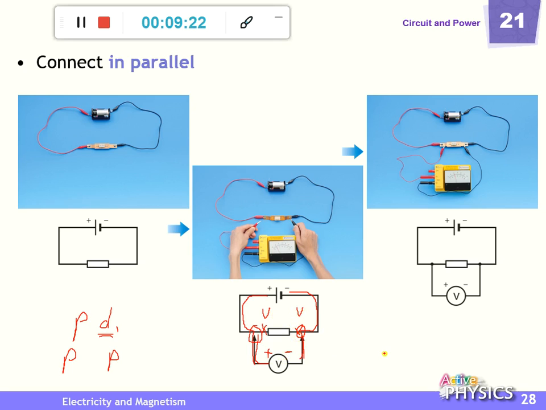Okay, then the method is to connect it in parallel. And once again, in the last part, it tells you that if the connection is parallel, then the potential difference should be the same. It means that the potential difference across the resistor is the potential difference across the voltmeter. It means that they measure the same value.